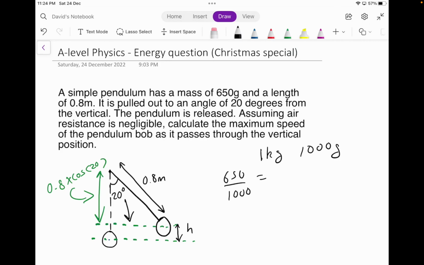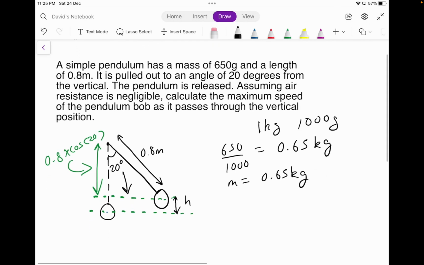That's going to give us a value of 0.65 kilograms. That's going to be your value in this case. Okay, so now we know the mass. We're going to write it down as mass is 0.65 kilograms. We have found the mass of the pendulum bob in terms of kilograms.